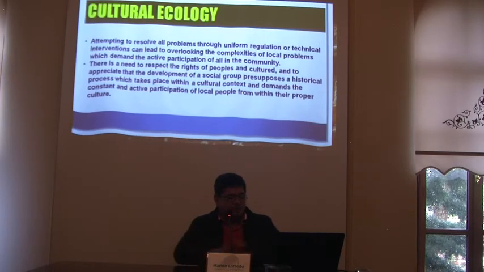So attempting to resolve all problems through uniform regulation or technical interventions can lead to overlooking the complexities of local problems, which demand the active participation of all in the community. There is a need to respect the rights of people and culture, and to appreciate that the development of a social group presupposes a historical process which takes place within a cultural context and demands the constant and active participation of local people promoting their proper culture.